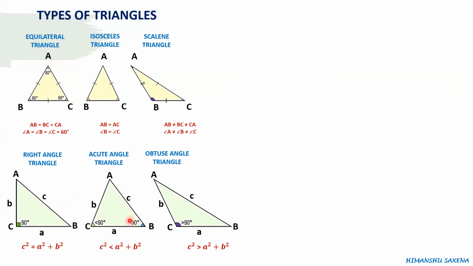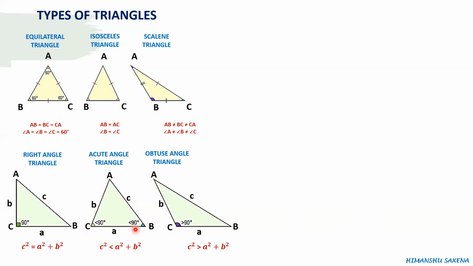Then there is an acute angle triangle. Acute angle triangle means all three angles are acute, or all three angles are less than 90 degrees. So this is called an acute angle triangle, and in an acute angle triangle, c square is less than a square plus b square. Now here, c can be any of these sides, right? So whether this side or this side or this side, the square of any side is less than the summation of the squares of the other two sides. So here a square is also less than b square plus c square, and b square is also less than a square plus c square, because this is an acute angle triangle.